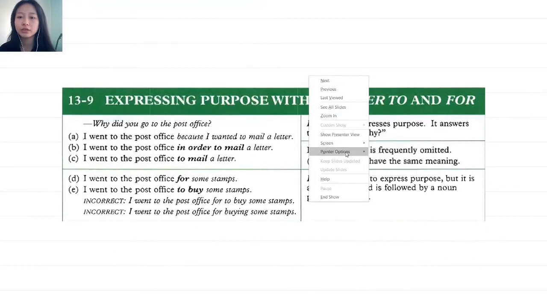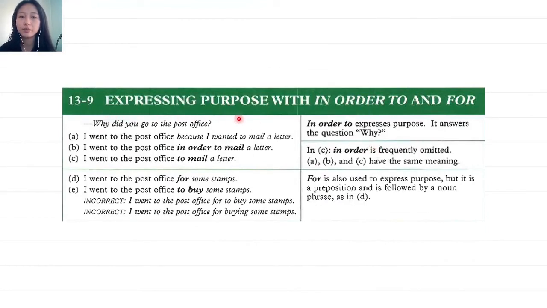I will explain about expressing purpose with in order to and for. Expressing purpose, in Indonesian, means menyatakan tujuan, and we can use in order to and for to answer the question of why. For example: why did you go to the post office? And the answer can be A, B, C, D, and E.